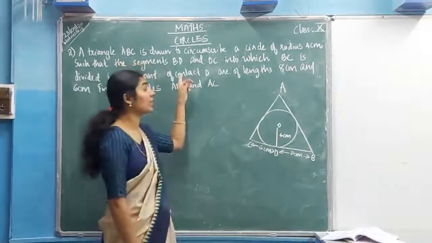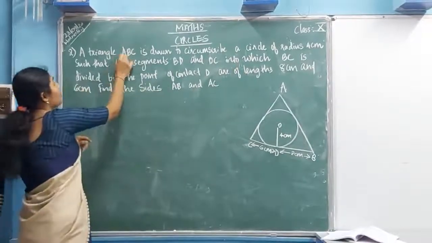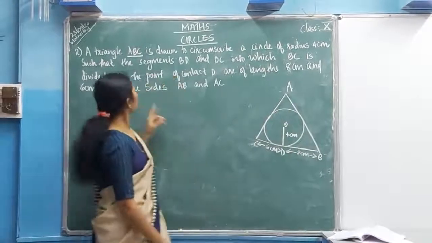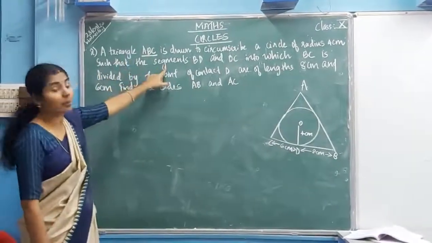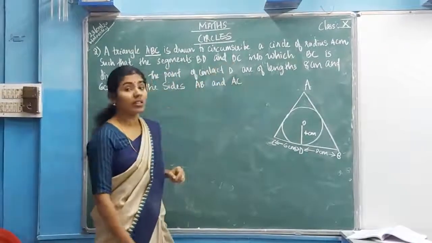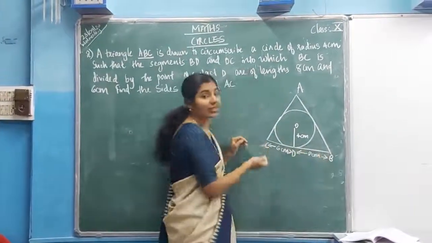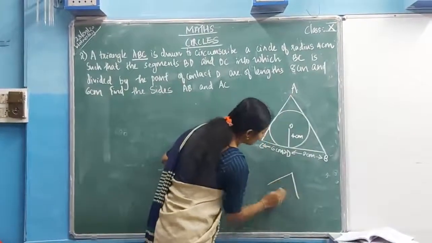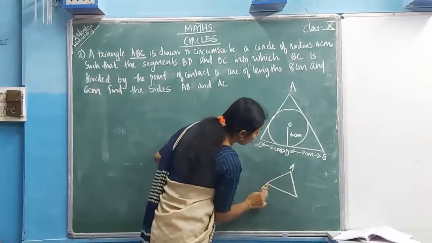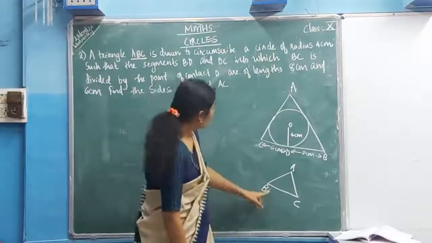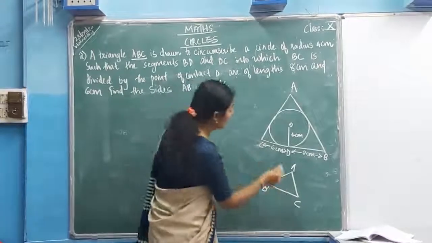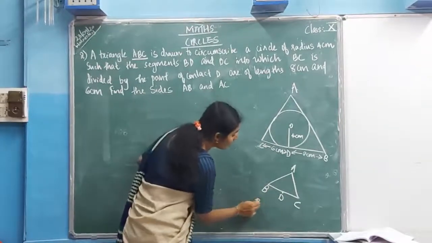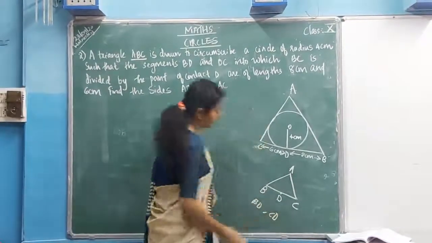So there is one triangle. The triangle name is ABC. This triangle is covering one circle. And here such that the segments BD and BC. Here you can see BC is a side of this triangle, isn't it? For this triangle ABC, there are three sides. One of its sides is BC. BC is divided into two parts, isn't it? The two parts are BD and CD.